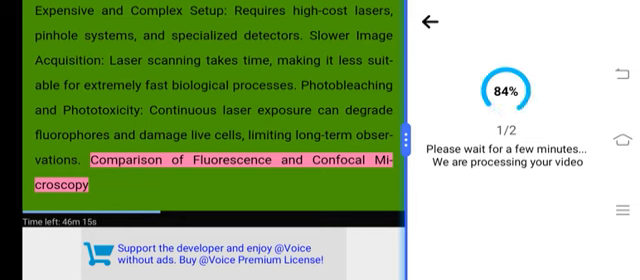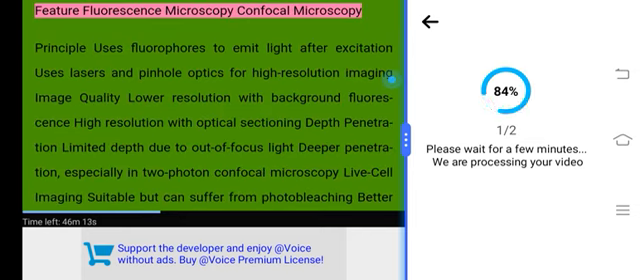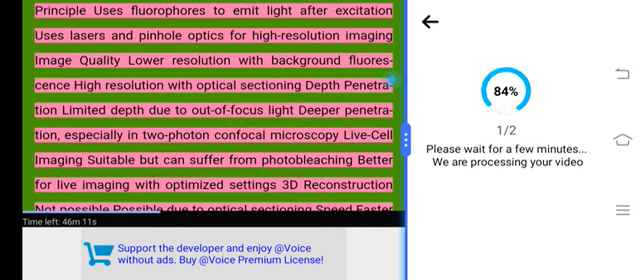Comparison of fluorescence and confocal microscopy. Feature: fluorescence microscopy, confocal microscopy. Principle: uses fluorophores to emit light after excitation; uses lasers and pinhole optics for high-resolution imaging. Image quality: lower resolution with background fluorescence; high resolution with optical sectioning. Depth penetration: limited depth due to out-of-focus light; deeper penetration, especially in 2-photon confocal microscopy.